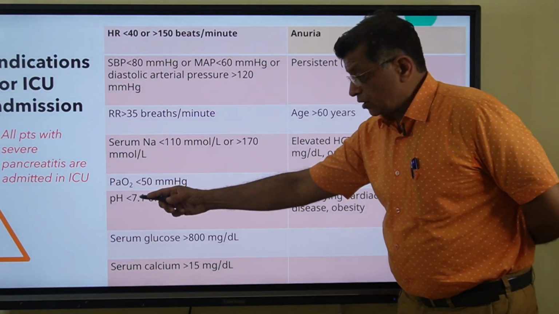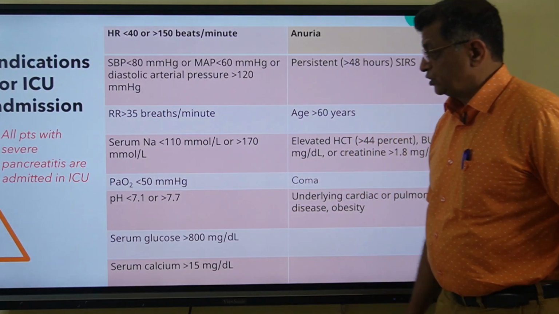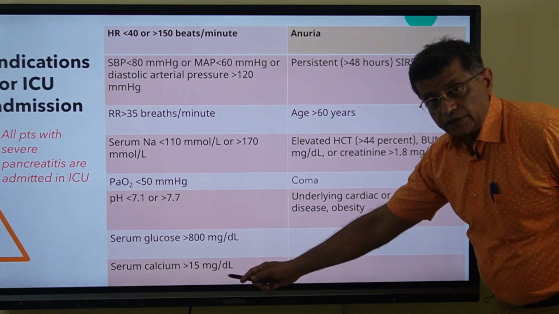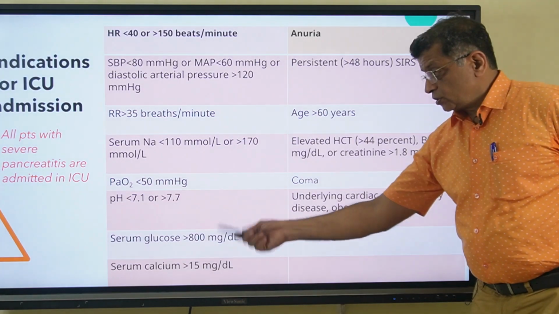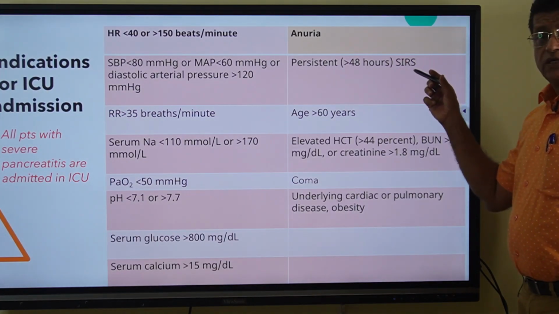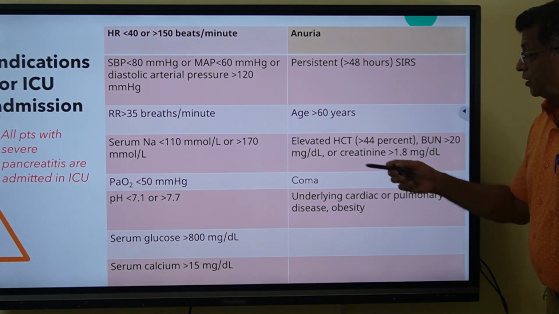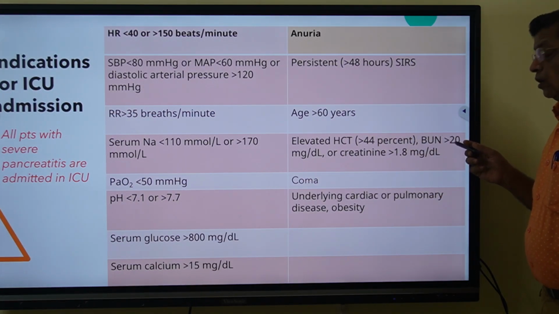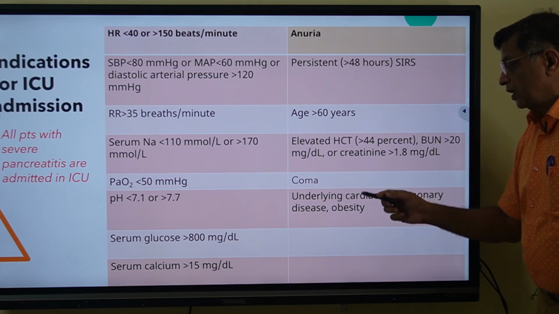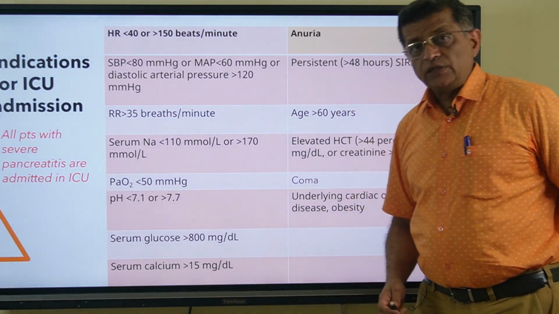If the patient is hypoxemic with PaCO2 less than 50, or the patient is severely acidotic or alkalotic, the patient goes in ICU. If the patient's glucose is elevated more than 800 or serum calcium is elevated, so it could be hypercalcemic pancreatitis, the patient goes in ICU. If the patient is anuric or has persistent systemic inflammatory response syndrome, or if the age is more than 60, or elevated HCT, or BUN more than 20, or creatinine more than 1.8, or if the patient is in coma or has underlying cardiac, pulmonary disease or obesity. So if any of these are present, then the patient is admitted in ICU.